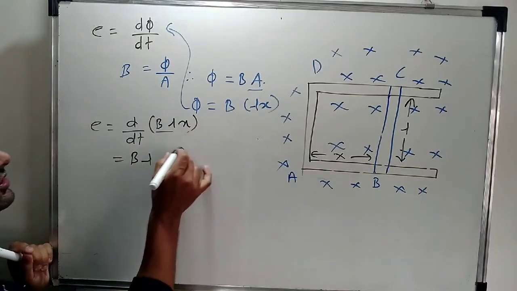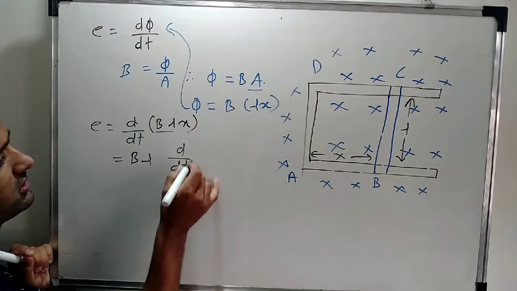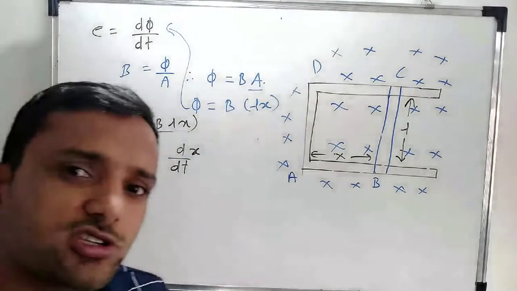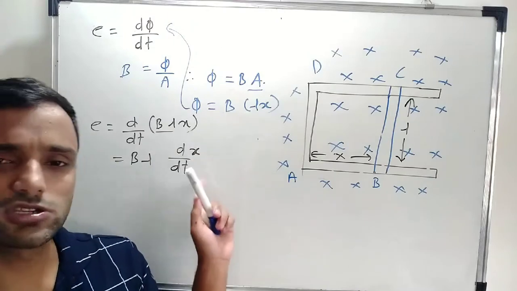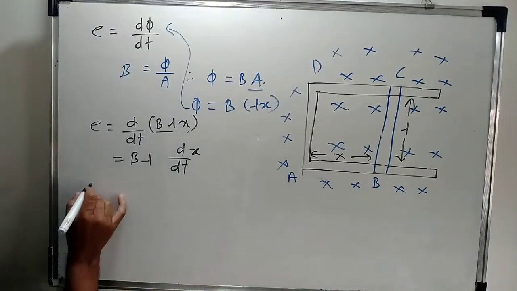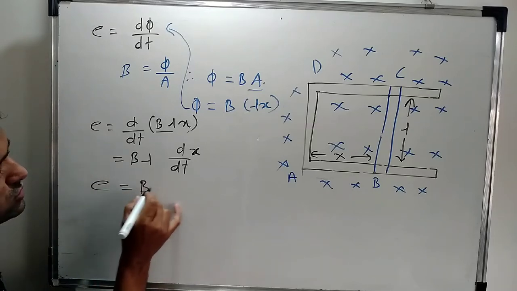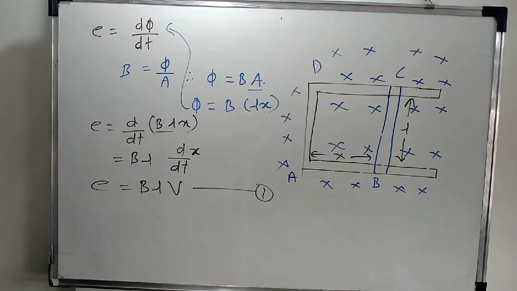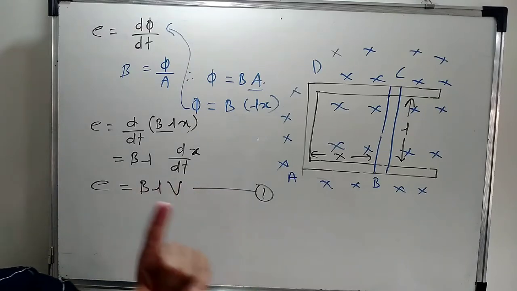So we can write B L d by dt of X. What is X? X is the distance. What is distance upon time? The rate of change of distance is called velocity. So we can write E is equal to BLV. This is the equation for the induced EMF in this case. So this is the value of the induced EMF, BLV. Understood? So this is one case.